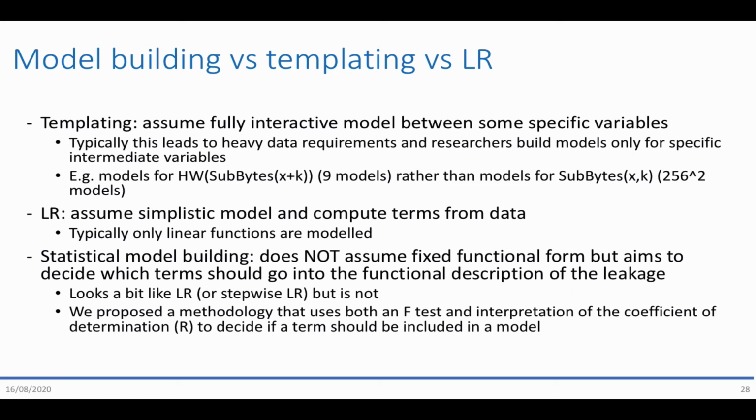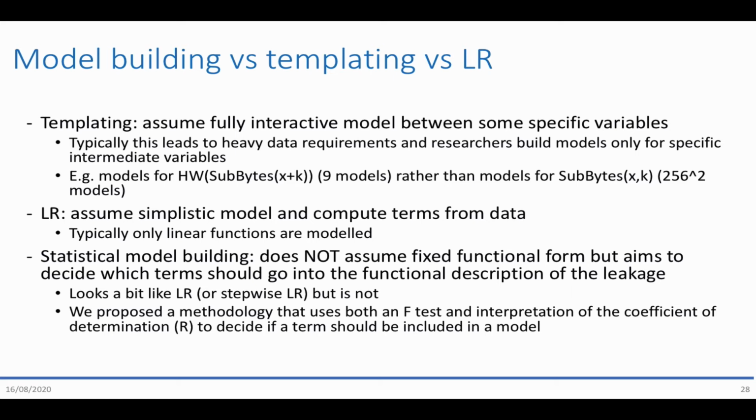So in principle, templating could give us what we want, but because it's so data hungry, nobody's really doing it. On the other hand, what we have in the literature is what people call, interestingly, linear regression. And typically this doesn't really mean using just linear regression, it actually means more, namely that only the linear bits of a leakage model are really models. So you make, again, a bit of a linear model, and you essentially estimate the terms from the data via linear regression.